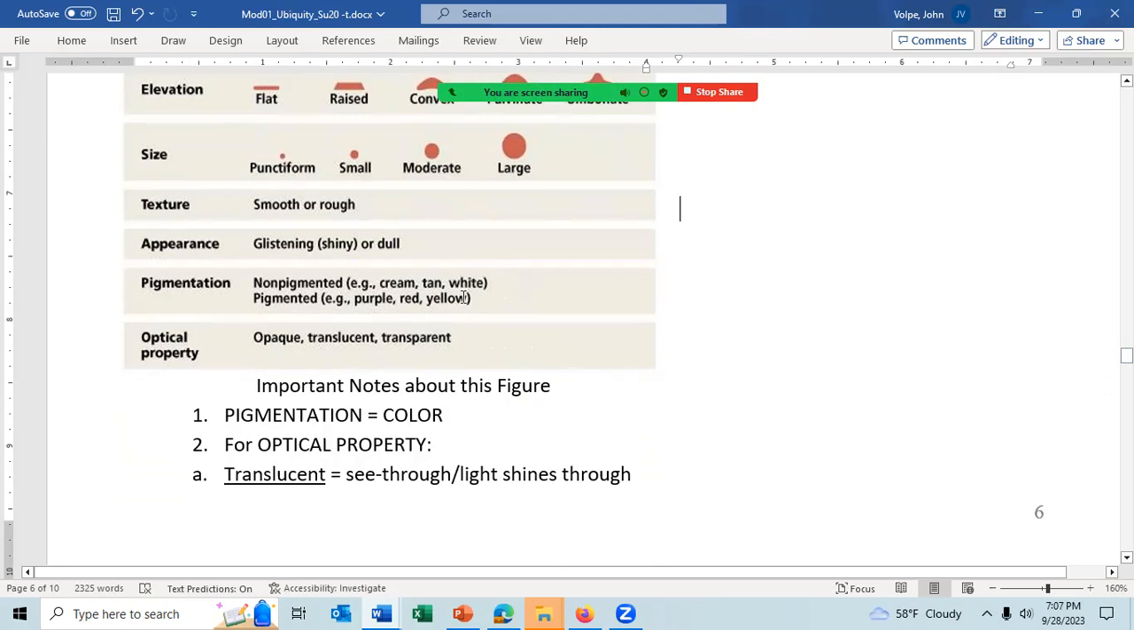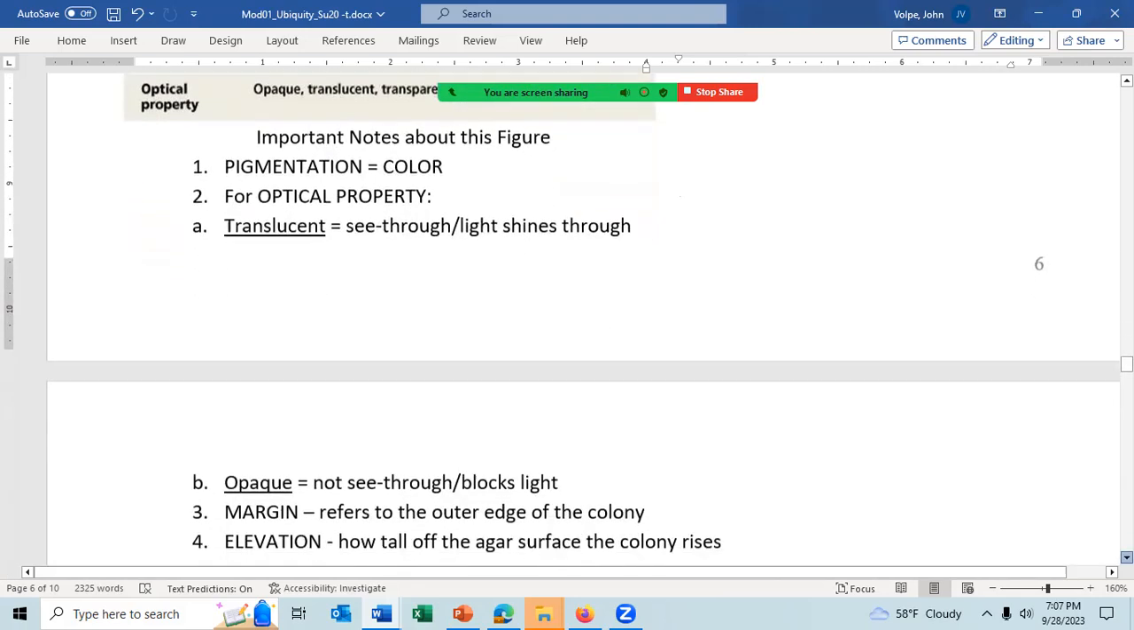And then there's the optical property of the colony. If the colony is opaque, you can't see through it, and that's what most colonies are. There are some colonies which are translucent, and you can see through the colony, but you can't see through it well. And then there are colonies that are transparent, and they look like a drop of water. Very few colonies are transparent. Any question about any of that?